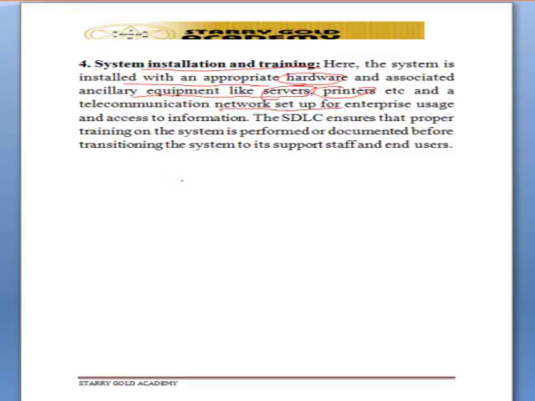Everything will be installed, and also a telecommunication network will be set up in order to allow the staff to have access to the information. Then it also ensures that proper training on the system is carried out and documented before operating the system, for the support staff and end users. So training has to be carried out.